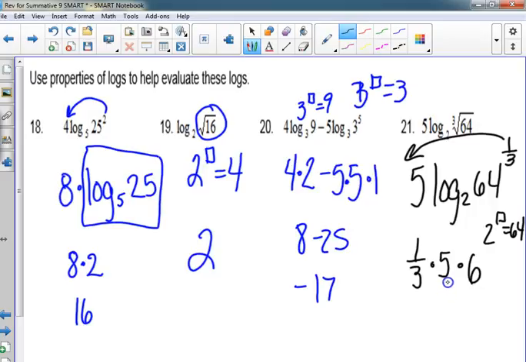Okay. So I have, well, this is 30 times a third would be 10, right? So what she did, because she's smarter than me, she said cube root of 64 is just 4. 2 to what power is 4? All that became 2 times the 5 out front was 10. I made it complicated. Good job.